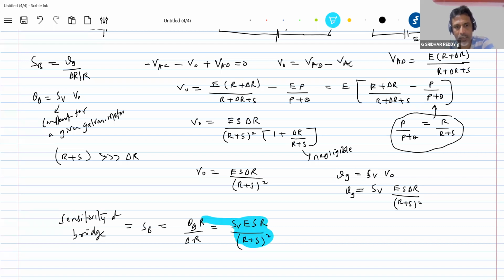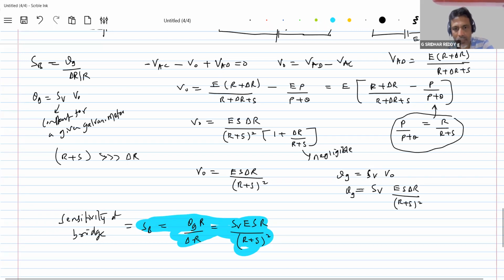The sensitivity of the Wheatstone bridge depends on what? Even the cell also, you can see the R, S values and the voltage sensitivity of the galvanometer. Capital E is the cell's EMF. S_V is the voltage sensitivity of the galvanometer. So it's good to do the Wheatstone network with higher values of EMF to have more sensitivity. If the EMF of the cell is more, the bridge will be more sensitive. Got it?